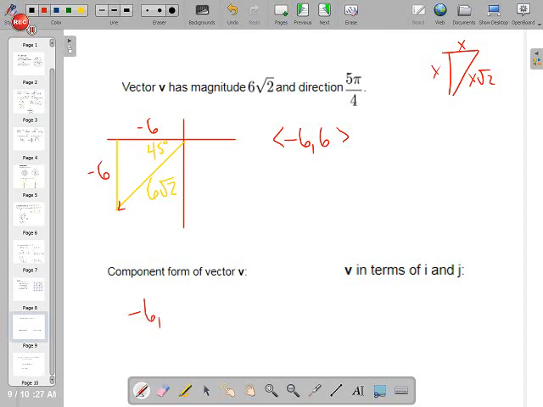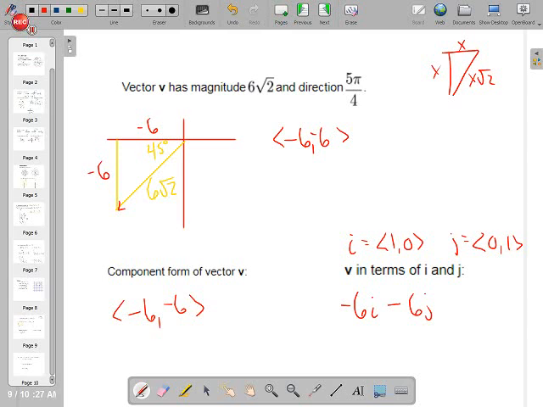Negative 6, that's negative 6. Left 6, down 6. So negative 6, negative 6. We can write the same vector in different forms. We can use it in terms of i and j. Remember, i is the vector when you go to the right 1, and j is the vector when you go up 1. So if I wanted to go left instead of right, I would say, well, that's negative 6 of those i vectors. And if I wanted to go down instead of up, I would say that's negative 6 of those j vectors.